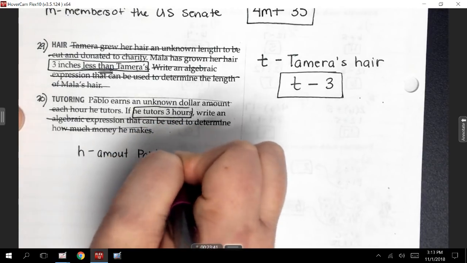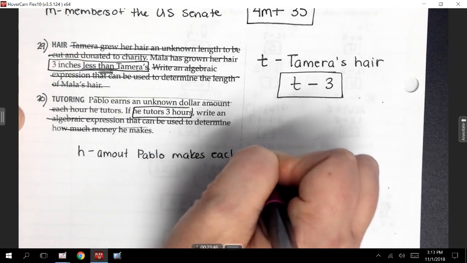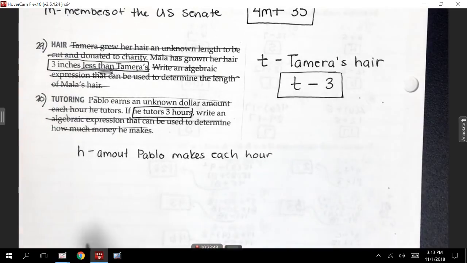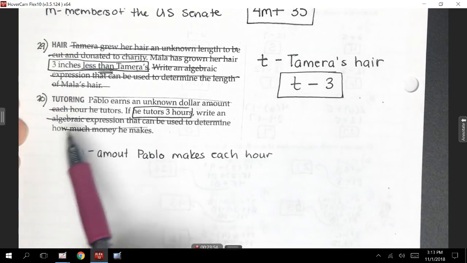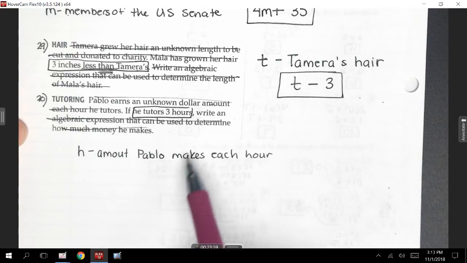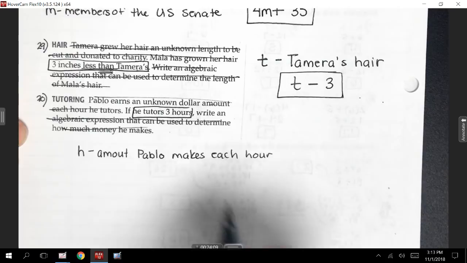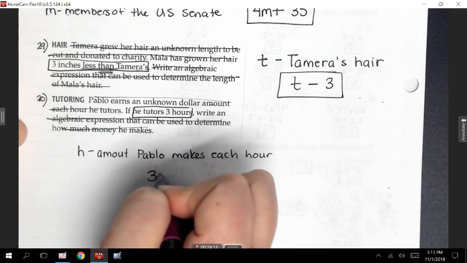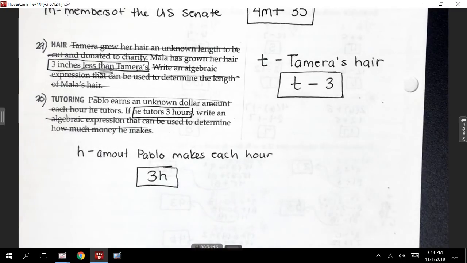Pablo makes each hour. And you could word that a little differently, but make sure that your statement is saying that your variable, your letter, if you didn't pick H, that's fine. Your letter is talking about the money that Pablo is making every hour he tutors. It needs to include that in there. All right, and then it says he tutors for 3 hours. If he's doing this repeatedly for 3 hours, repeating is multiplication. So I'm just going to do 3 times H, 3 times the hours, which gives me 3H.